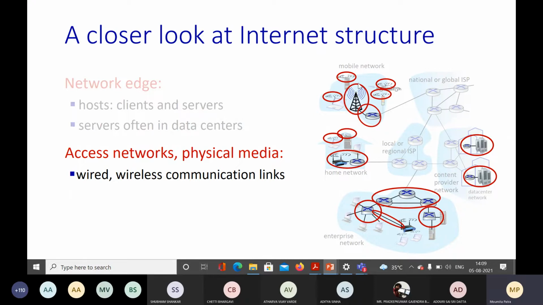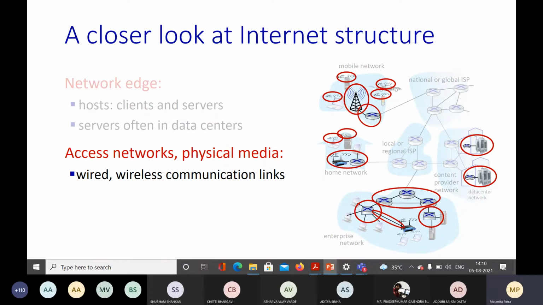Whatever data is being sent by these end systems, whether it's a mobile phone, a laptop, a car, whatever the device may be, they will communicate their data with the base station through a wireless communication link. Once that is done, this base station will be responsible for sending the information to the edge router, and that is happening via a wired link.